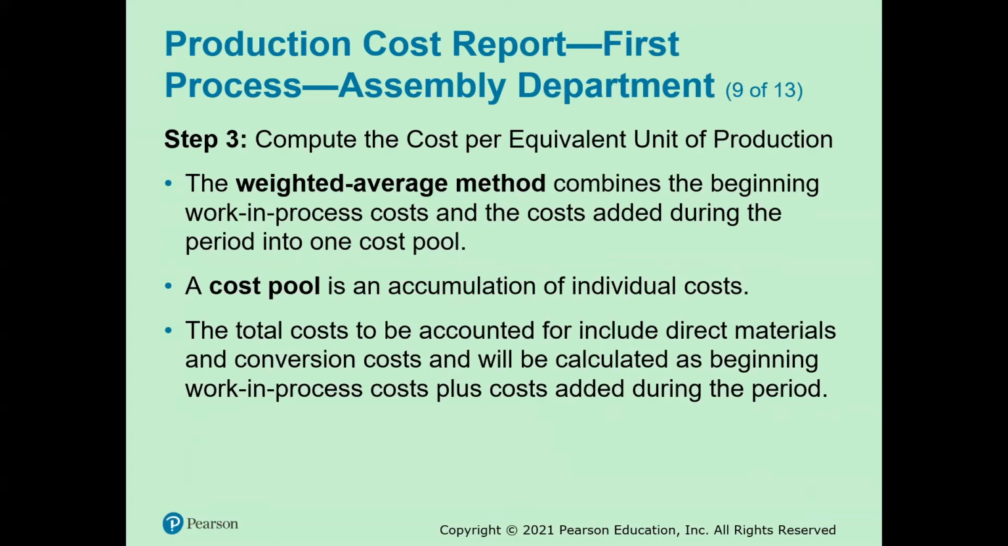The weighted average method combines the beginning work in process costs and the costs added during the period into one cost pool. What is a cost pool? A cost pool is an accumulation of individual costs. The total costs to be accounted for include direct materials and conversion costs and will be calculated as the beginning work in process cost plus costs added during the period.